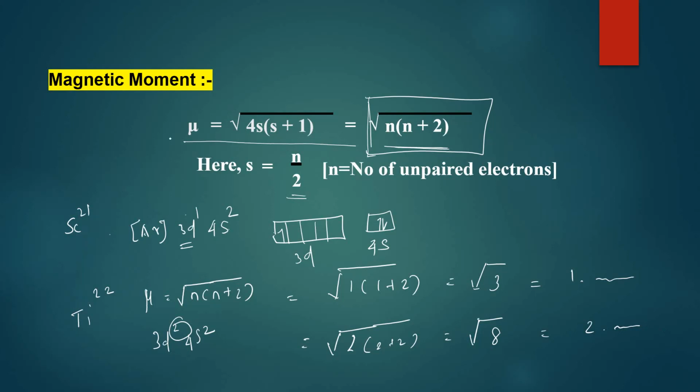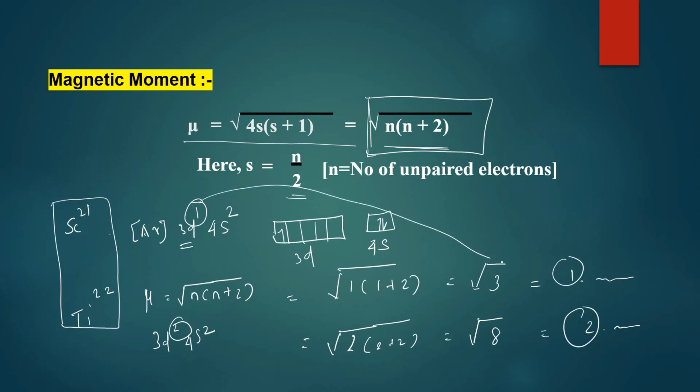Then scandium, titanium, vanadium. If we go on, we can observe a thing. What is n here in scandium? n is equal to 1. What is n in titanium? n is equal to 2. What is the value here? 2 point something. So it is directly related. If the number of unpaired electrons is 1, the magnetic moment value will be 1 point something. If the number of unpaired electrons is 2, the magnetic moment will be 2 point something. Like that, for 3, the magnetic moment will be 3 point something.